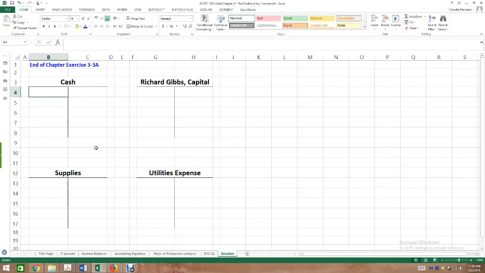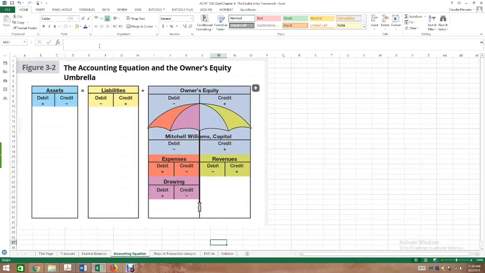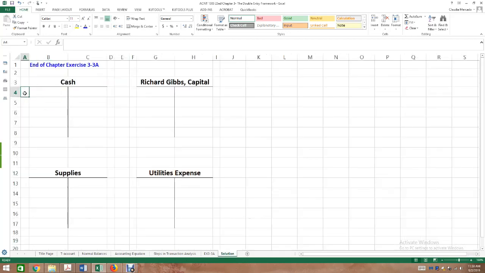Do I have more or do I have less cash? I have more cash because money was invested into the business. Cash is an asset. Cash is something that I own. Because I have more cash, I know that I need to debit my account. So cash is going to be debited, and this is transaction A. Cash is going to be debited by $6,500.